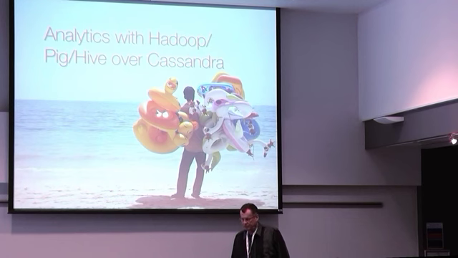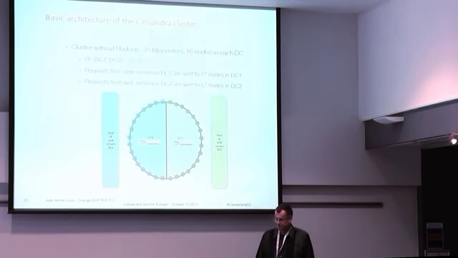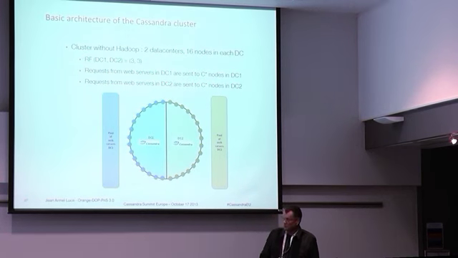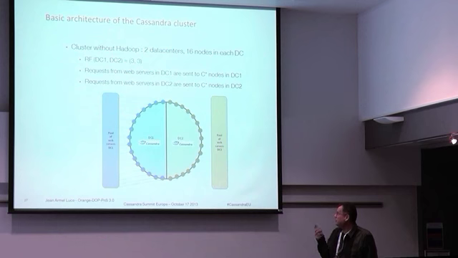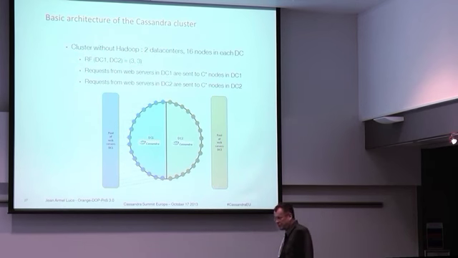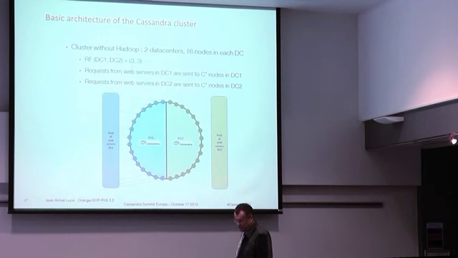We are going to use Hadoop, Pig, and Hive. Here is the cluster that we have currently, or that we shall have at the end of this year. We shall have 2 data centers, 16 nodes in each data center. We have a replication factor of 3 in each data center. And the requests that are sent from the web servers in the first data center are sent to the Cassandra nodes in the first data center, and the same for the second data center.